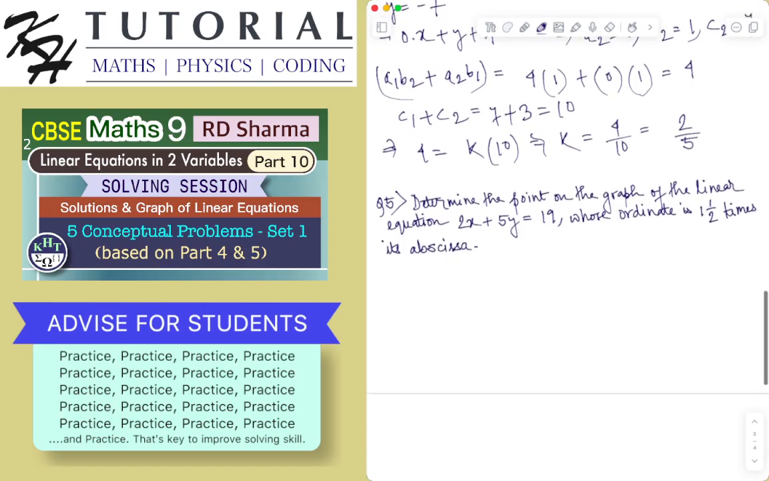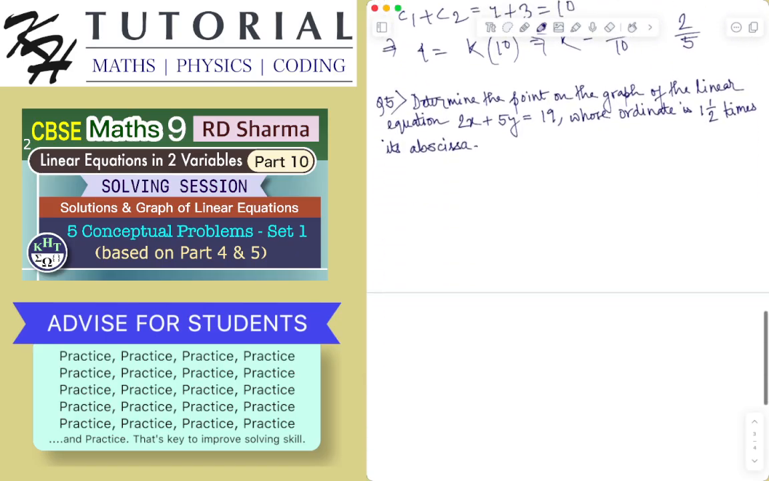Let's see the next problem, the last problem in this set. Determine the point on the graph of the linear equation 2x plus 5y equals 19 whose ordinate is 1.5 times its abscissa. So an equation is given, 2x plus 5y equals 19. We have to consider its graph and find a point on the graph of this equation so that the y coordinate will be 1.5 times its abscissa.